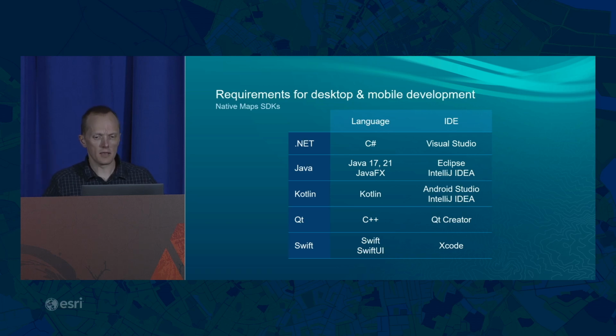One of the key things that you'll be choosing which of these native SDKs to use based on is the language or the development environment. So if it's .NET, it's C#, Java, you've got the choice of Java 17, 21, and the JavaFX UI framework, Kotlin, Qt with C++, and then Swift or SwiftUI. So typically people choose their native Maps SDK based on the language that they want to develop with.